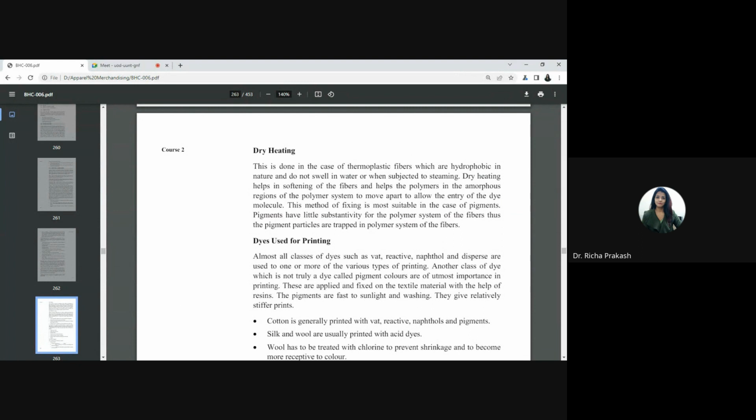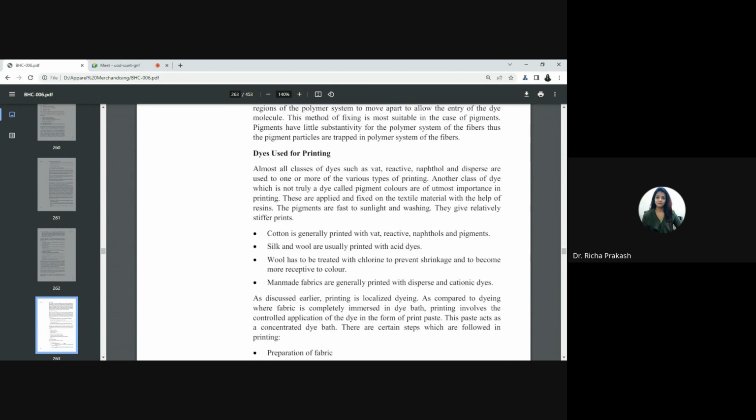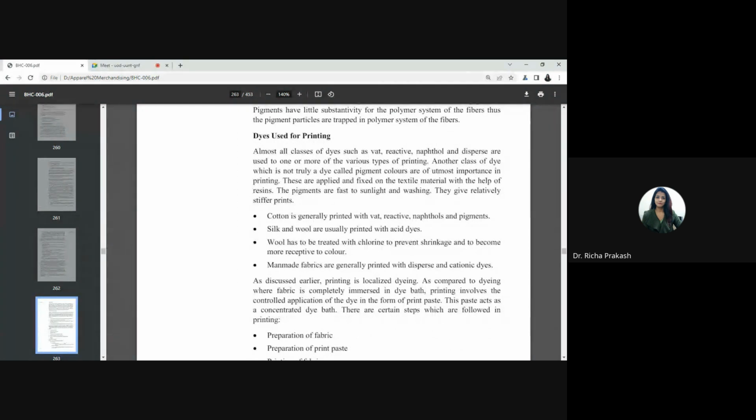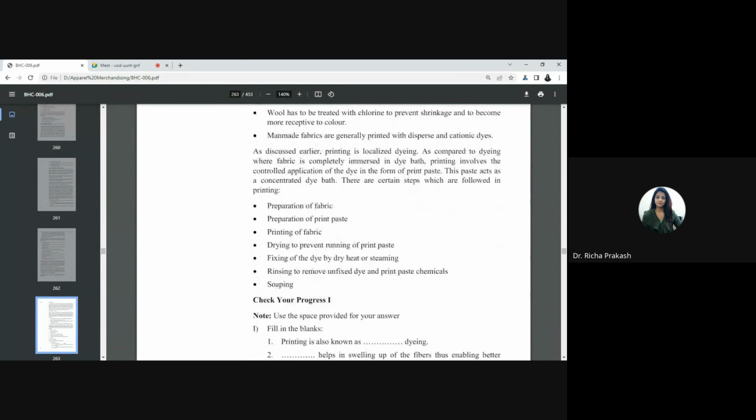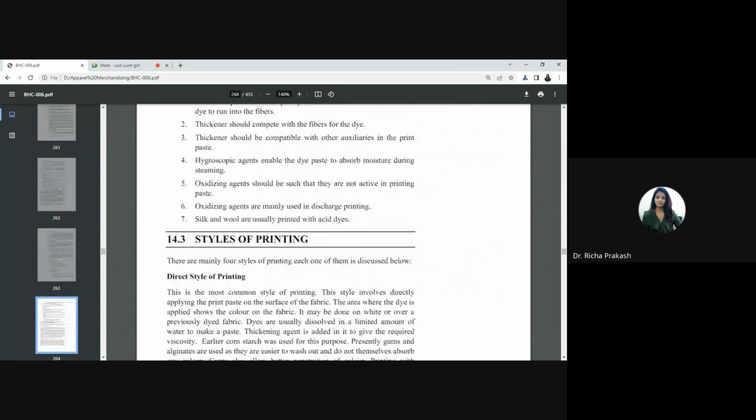Then there's dry heating. This is done in the case of thermoplastic fibers, which are hydrophobic. Many fabrics are hydrophobic, that is, they repel water, basically they don't absorb. Because of that, the fiber doesn't swell, and until the fiber swells, the color won't get absorbed. So for that kind of printing, dry heating is used. Here water is not used. You take the pigment, heat it to a certain temperature, mix all the thickeners and whatever auxiliaries you need, and then print it on the fabric.